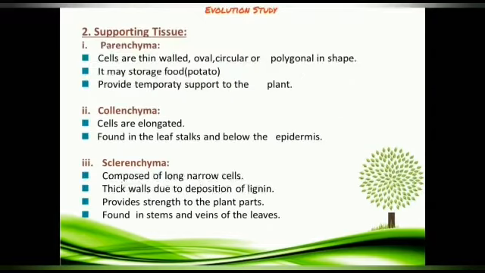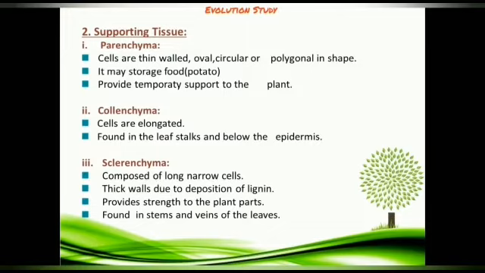Now, the supporting tissue, parenchyma. Here, the cells are thin-walled, oval, circular or polygonal in shape. It may store food, for example, potato. It provides temporary support to the plant. And collenchyma, here the cells are elongated and it is found in the leaf stalks and below the epidermis.